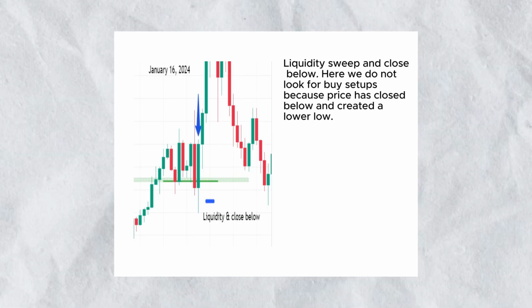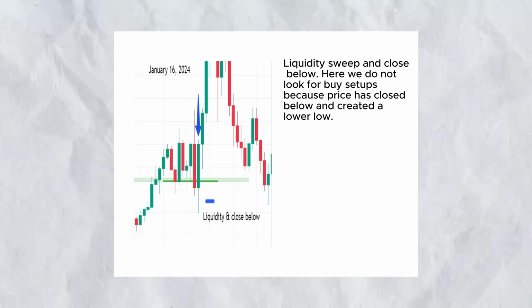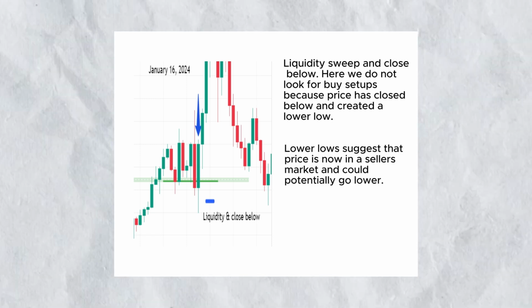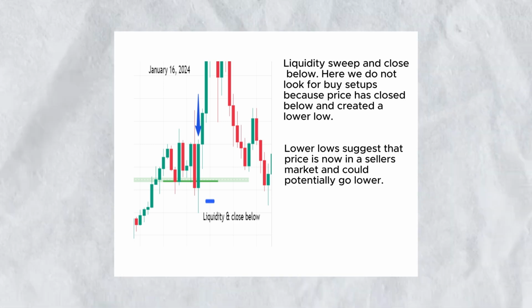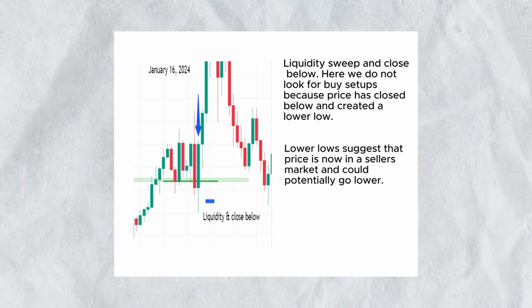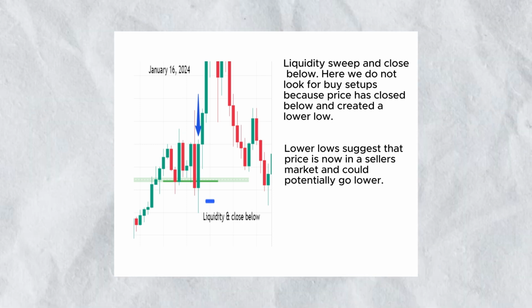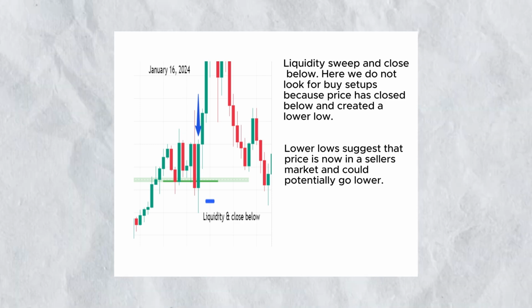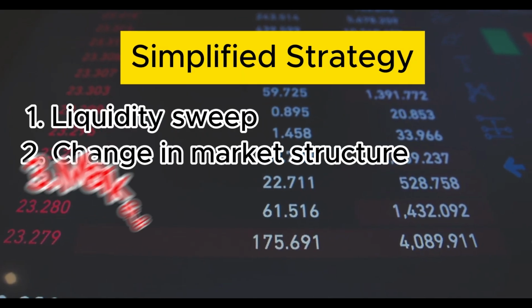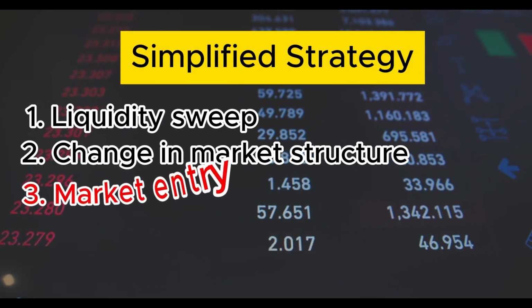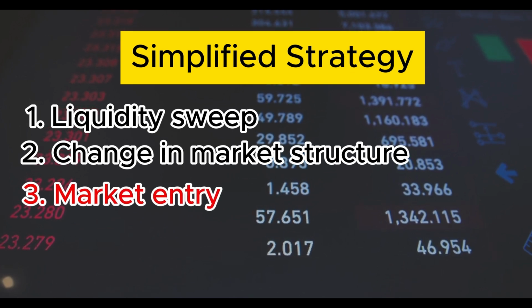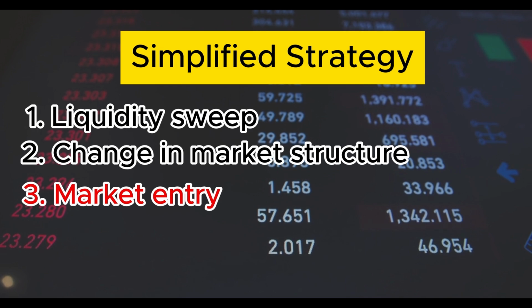In this next example, the market takes out liquidity, but it closes below. So here we do not look for buy setups because the price has closed below and created a lower low, which signifies that the market is likely to start going lower. After the liquidity has been taken out and the market structure has shifted, the next part of our trading strategy is to look for market entry setups.